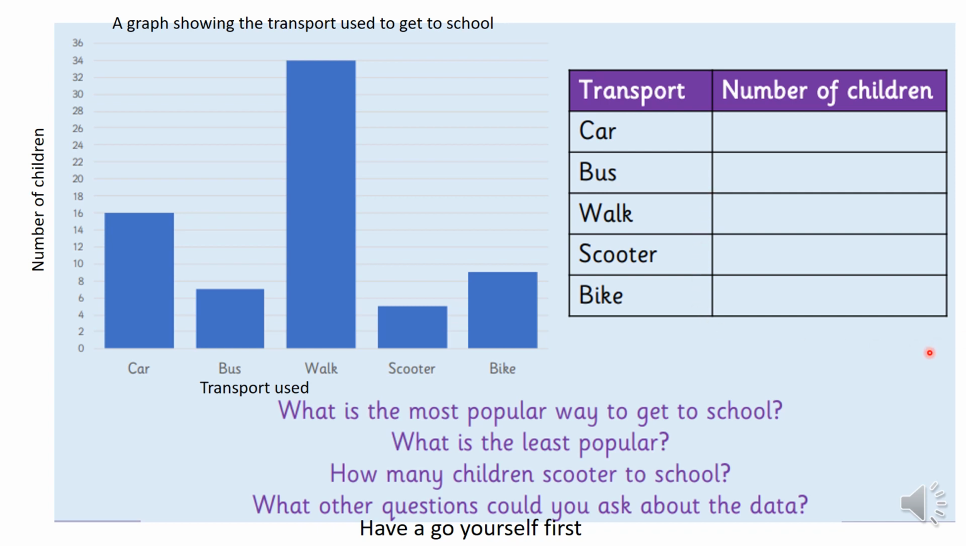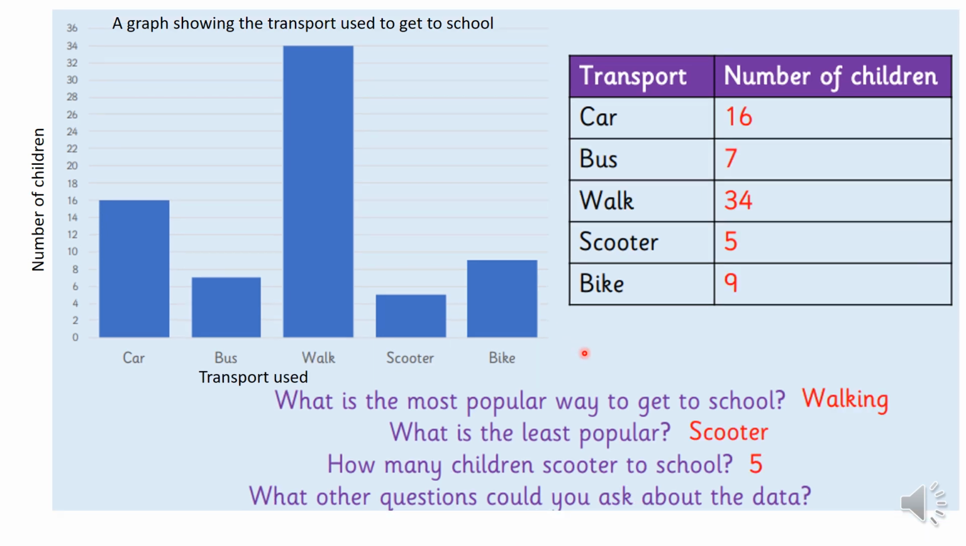Let's have a look at the first question. I would like you to have a go for yourself. Take a pause in the video, then look through it together. Let's have a look at this together. So this is a graph showing the transport used to get to school. Down here, I have the transport that was used: car, bus, walk, scooter and bike. And over here I have the number of children. I look carefully at the scale and I can see that it's going up in 2s. So the first thing I need to do is to work out the values.